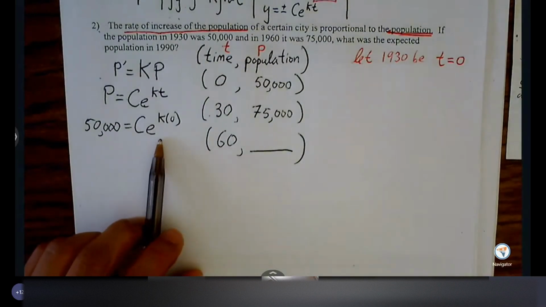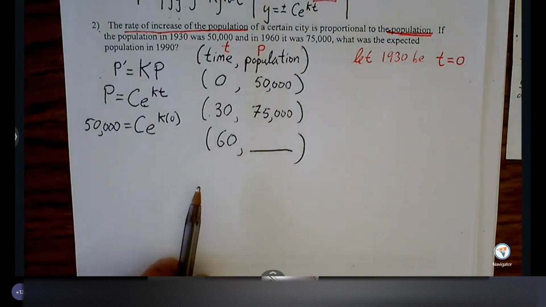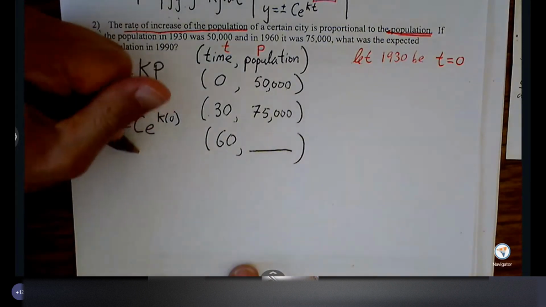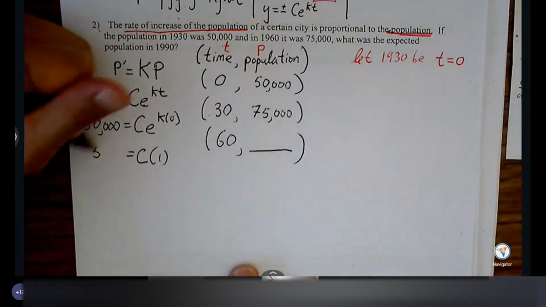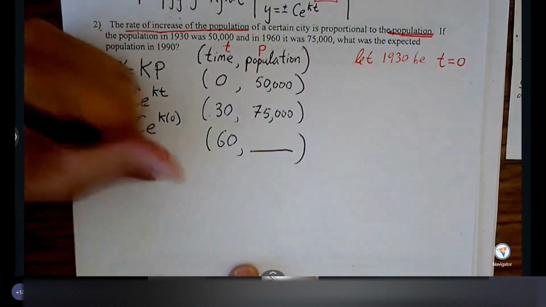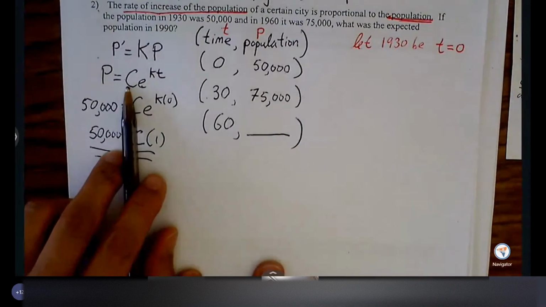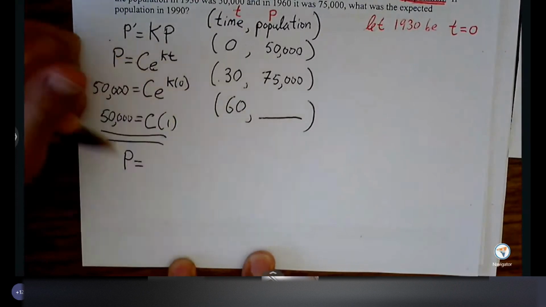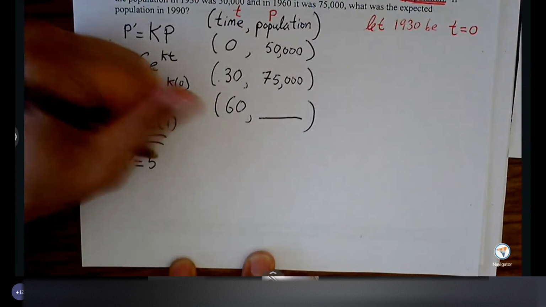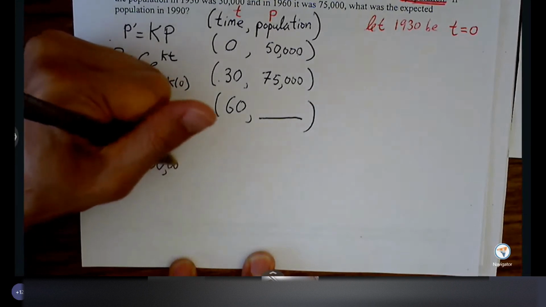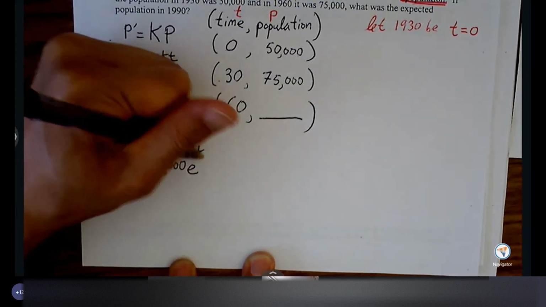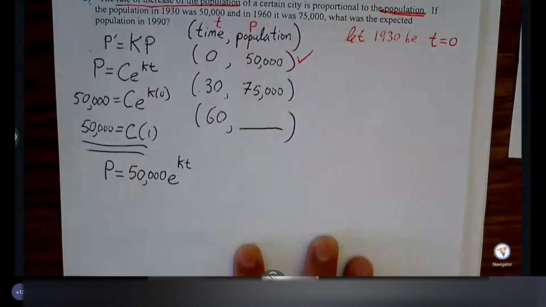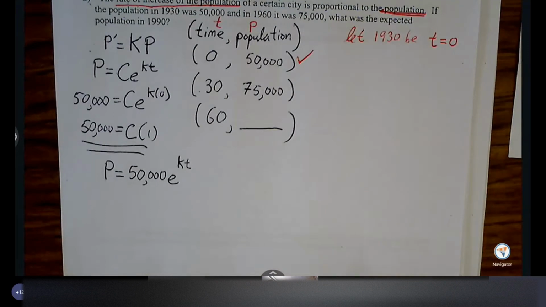All right, what do you notice here? Yeah, e raised to the 0 is just 1, so that goes away. I'm just left with c is equal to 50,000. Okay. Once I have my c value, I'm going to go back to my original equation and update that information. So I now have my c value, so I'm going to make some improvements with my general equation. Right, so I've used my first ordered pair to help me get some information.